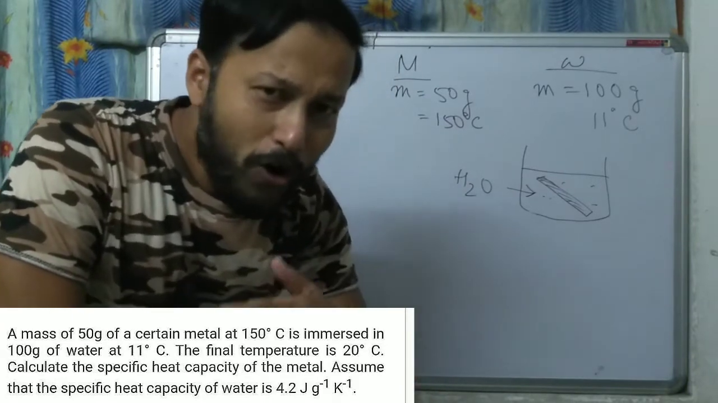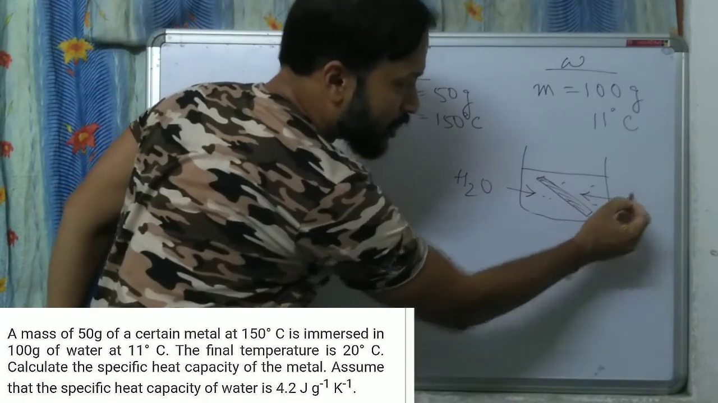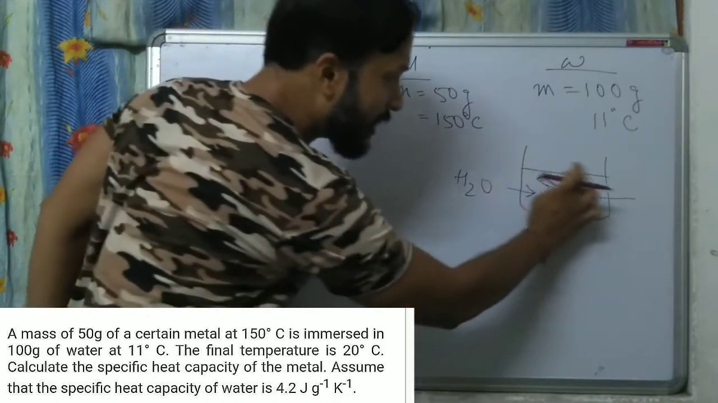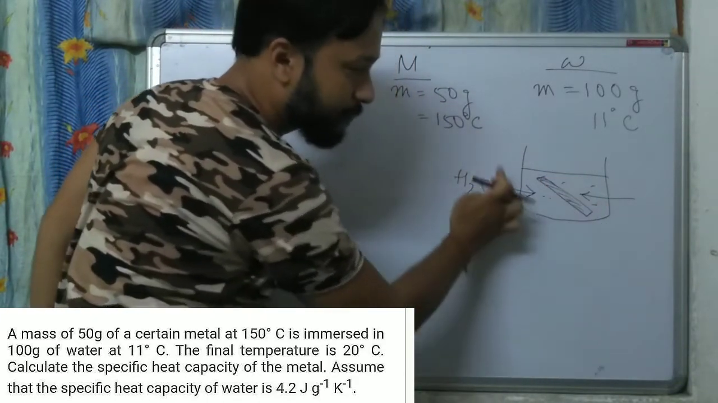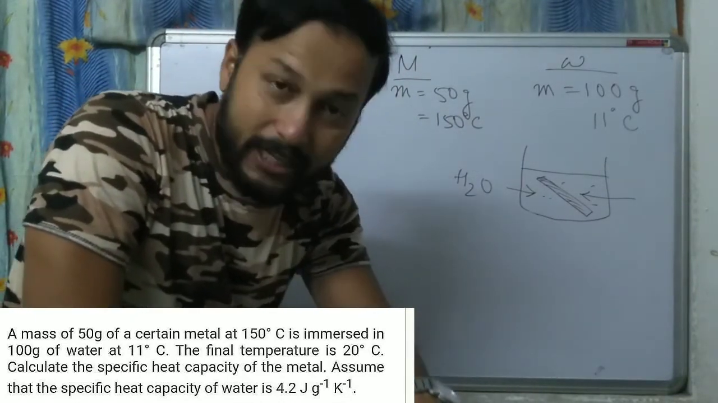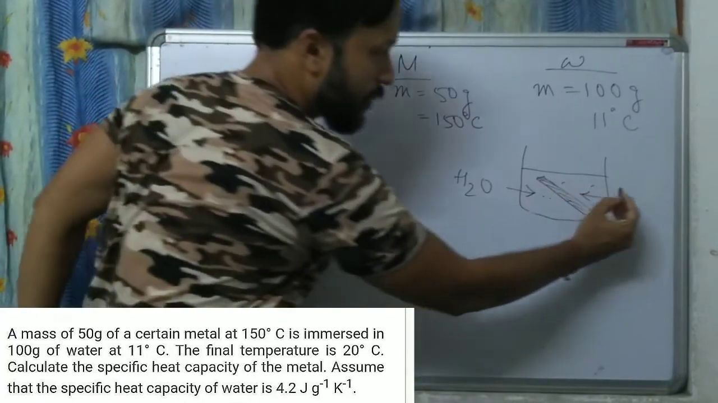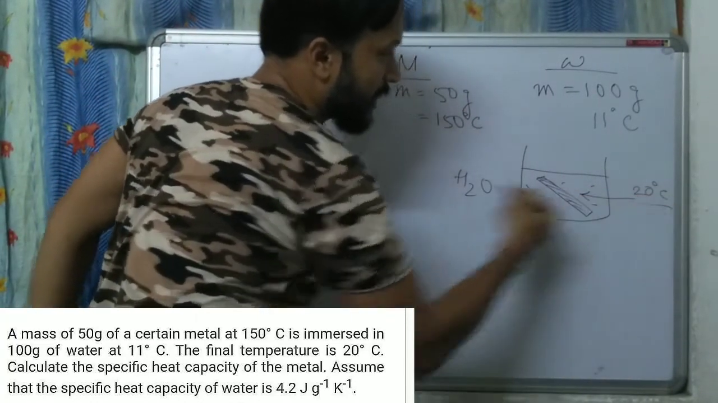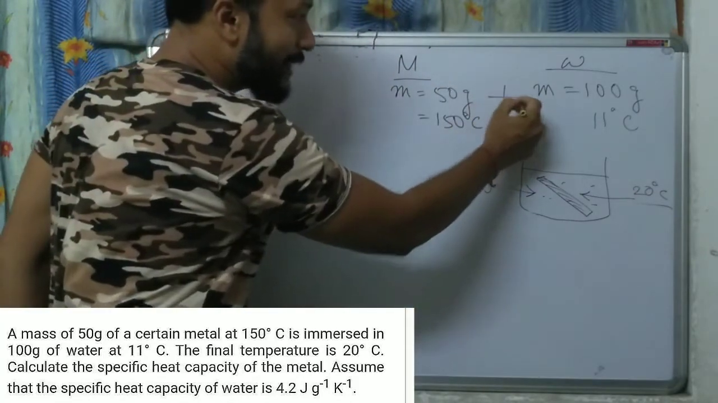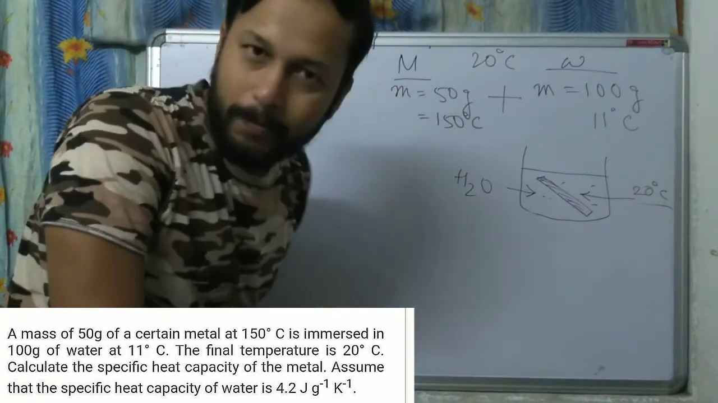Okay, so what is the final temperature of this whole system? That we have to find. No, that is given in the question. The final temperature is 20 degrees Celsius. So when you are mixing them, we are getting the final temperature 20 degrees Celsius. Understood?